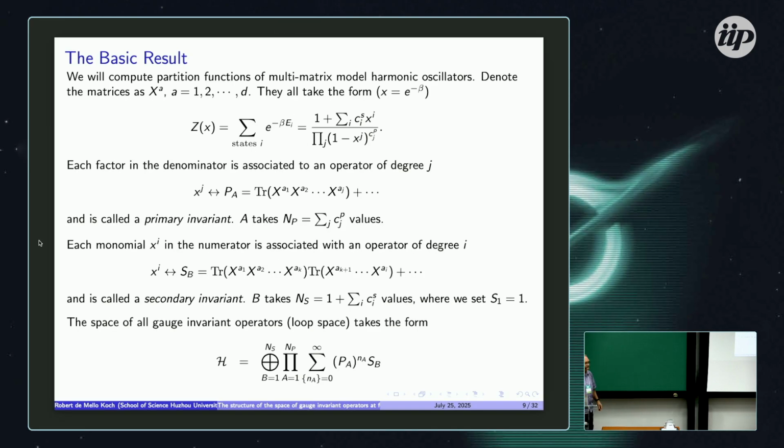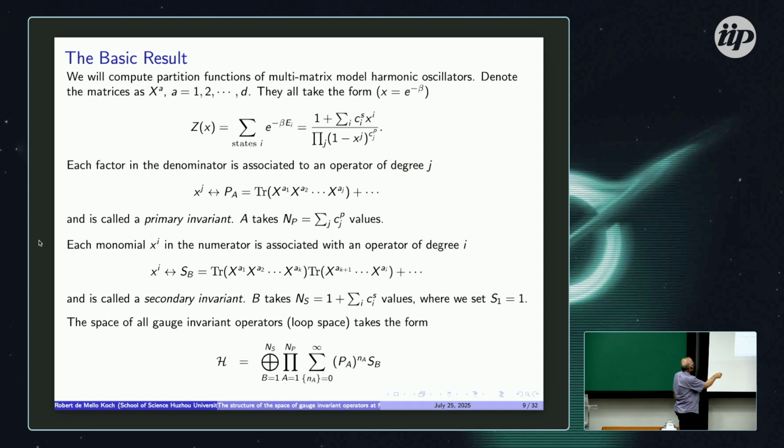So now let me tell you some of the results that we obtained. When you calculate multi-matrix model harmonic oscillators, those partition functions always take this form. And this is exactly the form that we were looking at. Sum of positive terms in the numerator divided by a bunch of factors. And from what I've just told you about Hilbert series, you should think that each factor in the denominator is associated to some generator. In fact, those generators are called primary invariants in invariant theory. And the 1 minus x to the j term is associated with the primary invariant, which is a single trace operator. So these can always be chosen to be single traces of degree j.